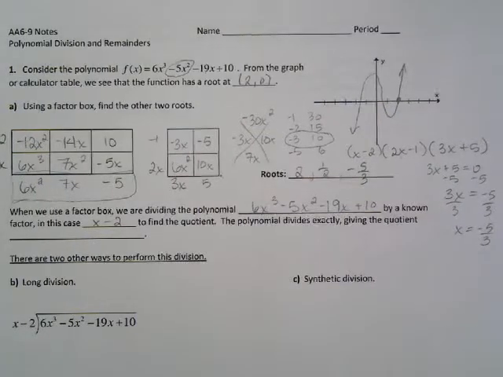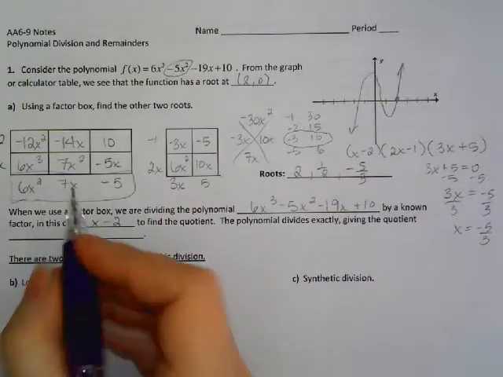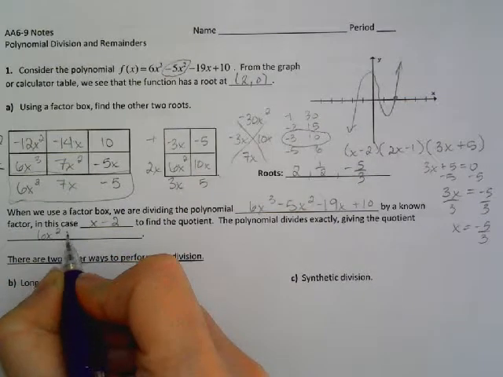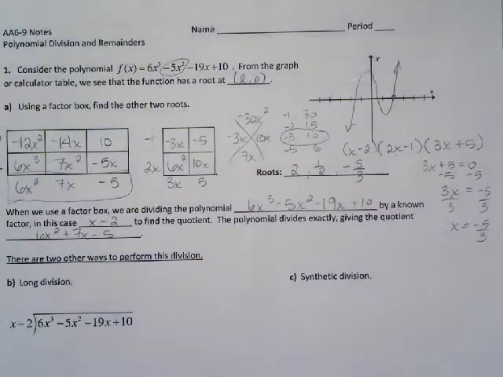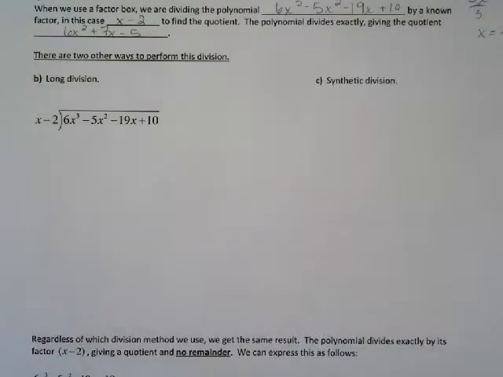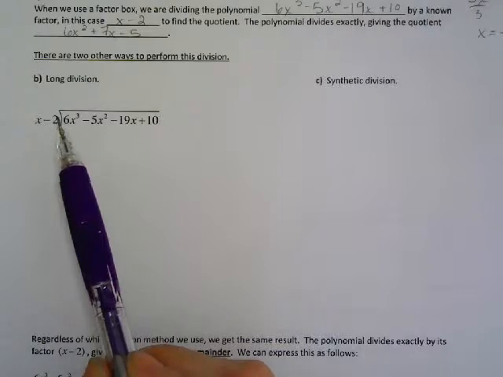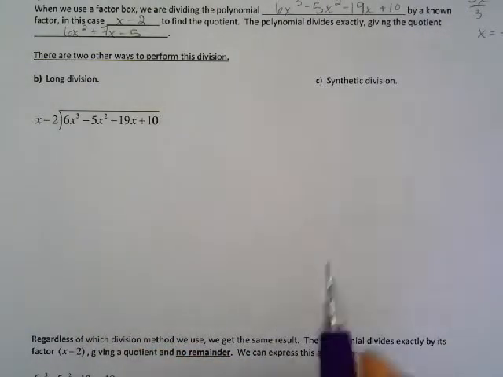And the polynomial divides exactly, giving us the quotient 6x squared plus 7x minus 5. Why did it make us find the root and then solve? Because if we're finding the root from a graph, can't we? Okay, with long division, based on our root of 2, we have the factor of x minus 2, so we are literally dividing our polynomial by x minus 2.